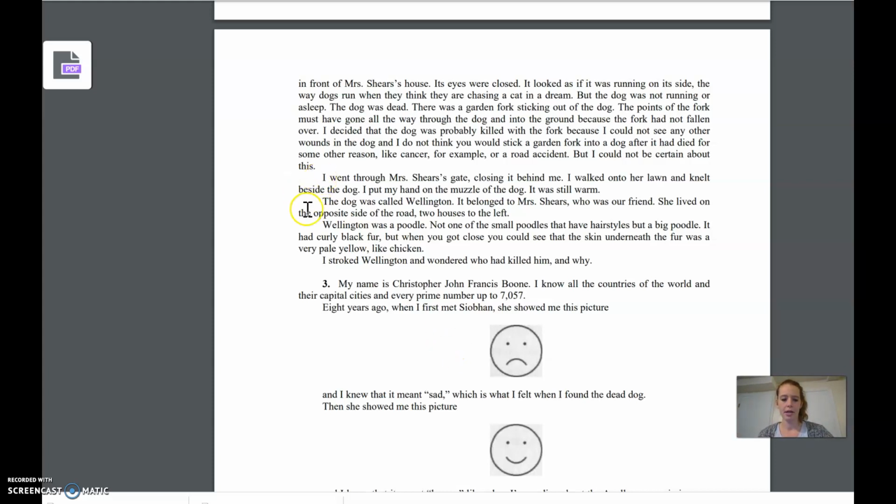I went through Mrs. Shears's gate, closing it behind me. I walked onto her lawn and knelt beside the dog. I put my hand on the muzzle of the dog. It was still warm. The dog was called Wellington. It belonged to Mrs. Shears, who was our friend. She lived on the opposite side of the road, 2 houses to the left. Wellington was a poodle, not one of the small poodles that have hairstyles, but a big poodle. It had curly black fur, but when you got close, you could see that the skin underneath the fur was a very pale yellow, like chicken. I stroked Wellington and wondered who had killed him and why.